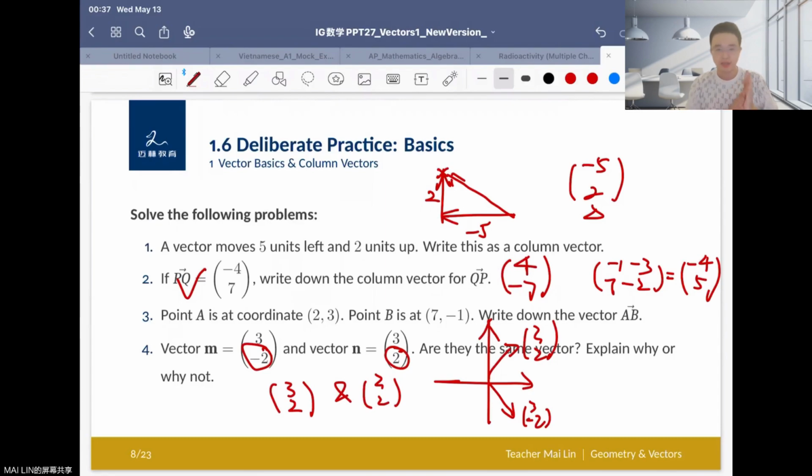So that's our lesson for today. I hope you understand how to draw vectors and how to understand column vectors. We do not write them as coordinates, but this way we can understand what a column vector is. So that's our lesson for today.